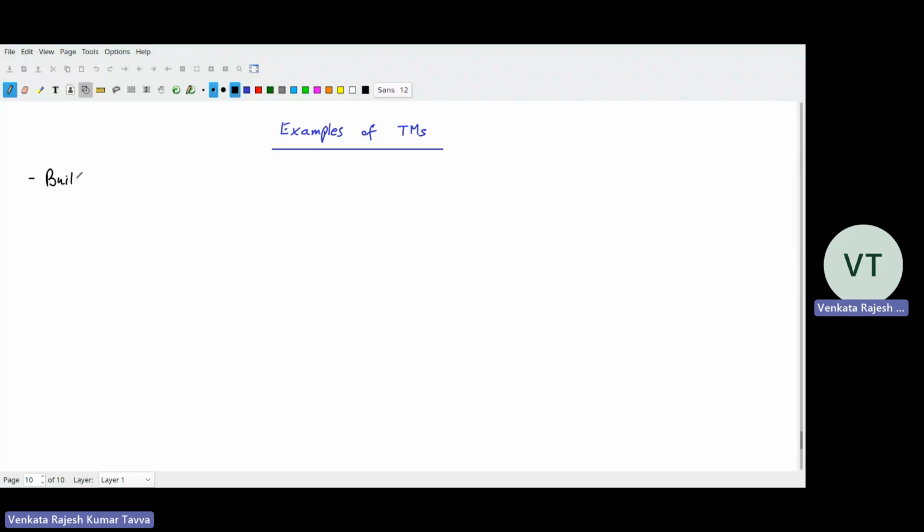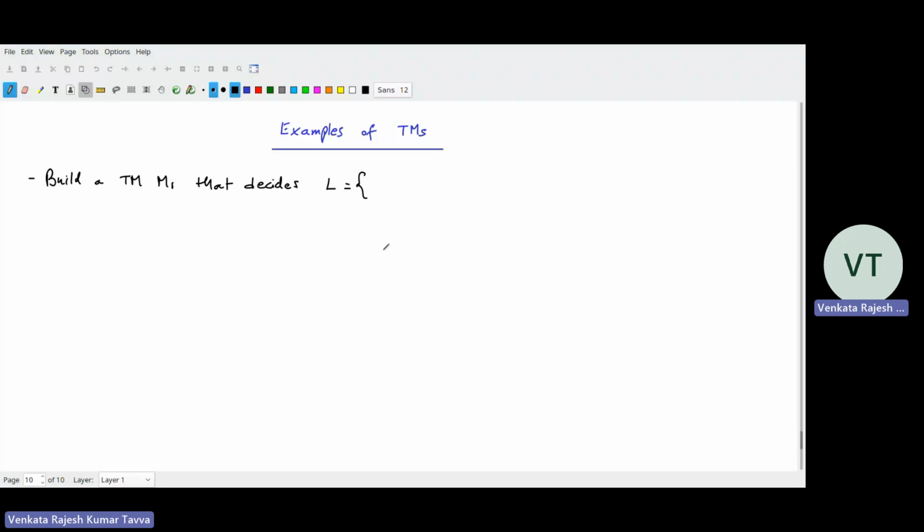So build a Turing machine M1 that decides the language L. Decides means basically it recognizes, not only recognizes the language, but ensures that it either accepts or rejects it. It will never get into an infinite loop. So that is what decides means.